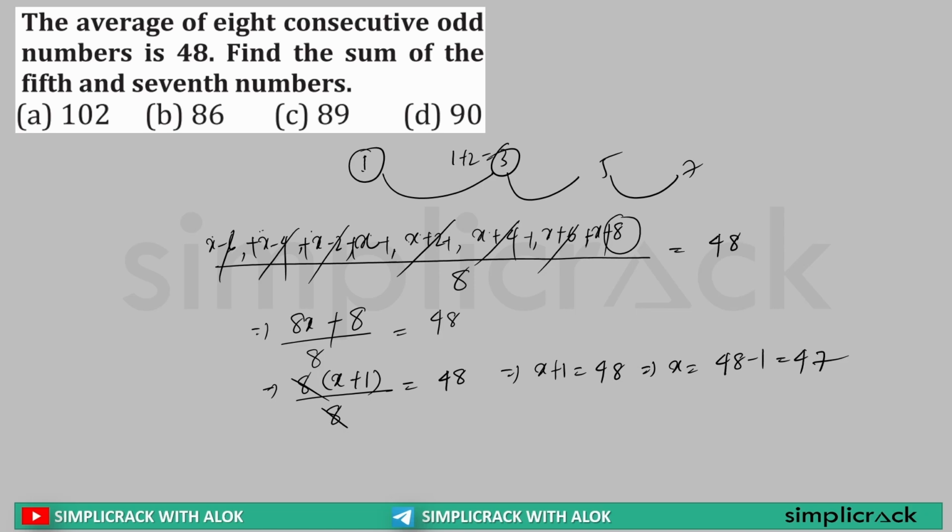Now, it is asking to find the sum of the fifth and seventh numbers. Now understand this. This is the first number, this is the second number, this is the third number, this is the fourth number, this is the fifth number, this is the sixth number, this is the seventh number. Sir, the fifth number is what? Sir, x plus 2. That means 47 plus 2, that is 49. Sir, the seventh number is what? Sir, x plus 6. That is 47 plus 6, that is equal to 53. Sir, the sum of this is what? 49 plus 53, so it is 102 is the answer.